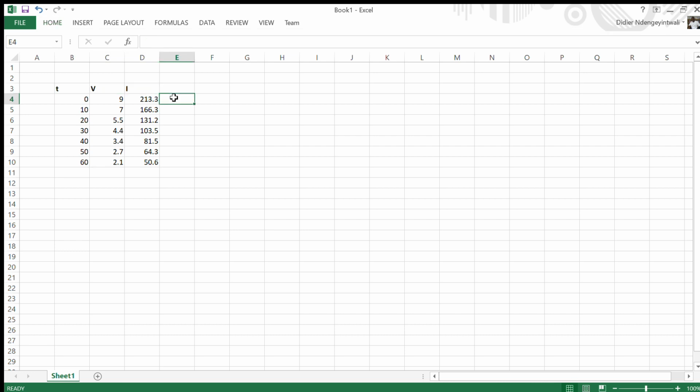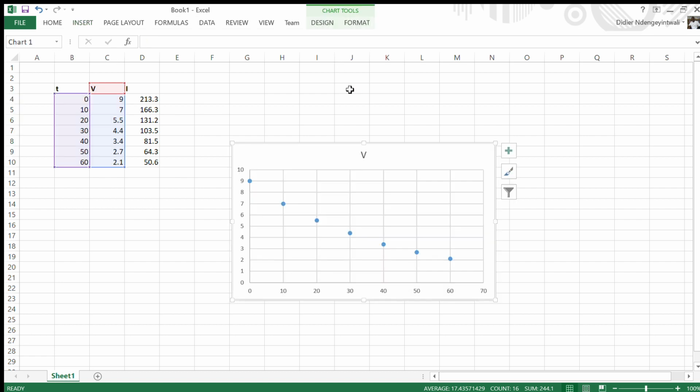Okay, so let's create the graphs. I'm going to select the first two columns. Okay, and now insert. Click on insert, and then choose this scatter plot. Choose the first one. And here it is. That's my graph of voltage against time.